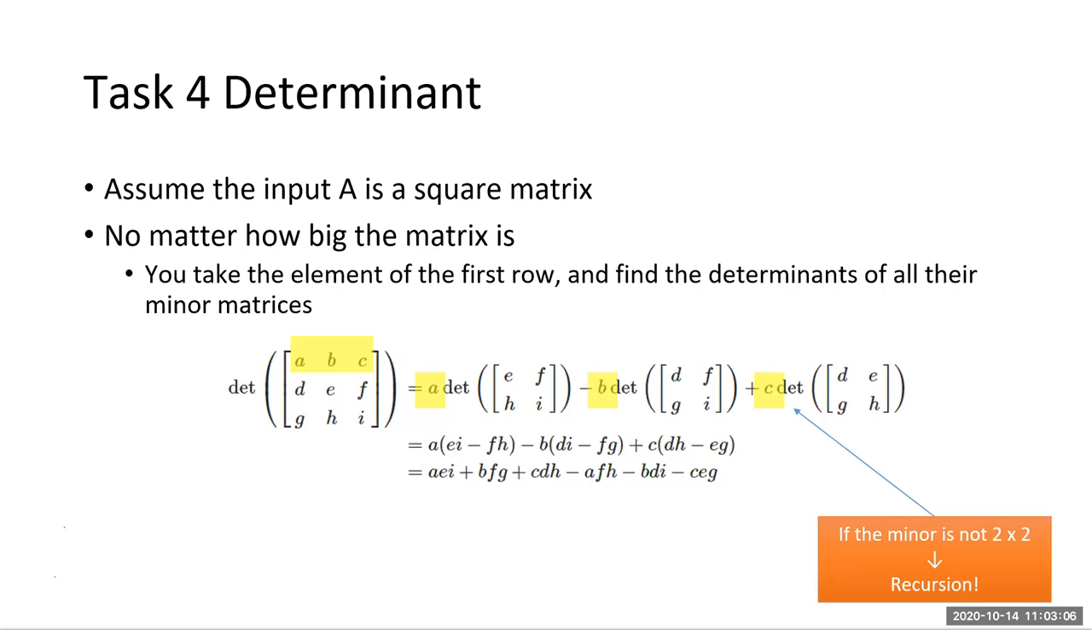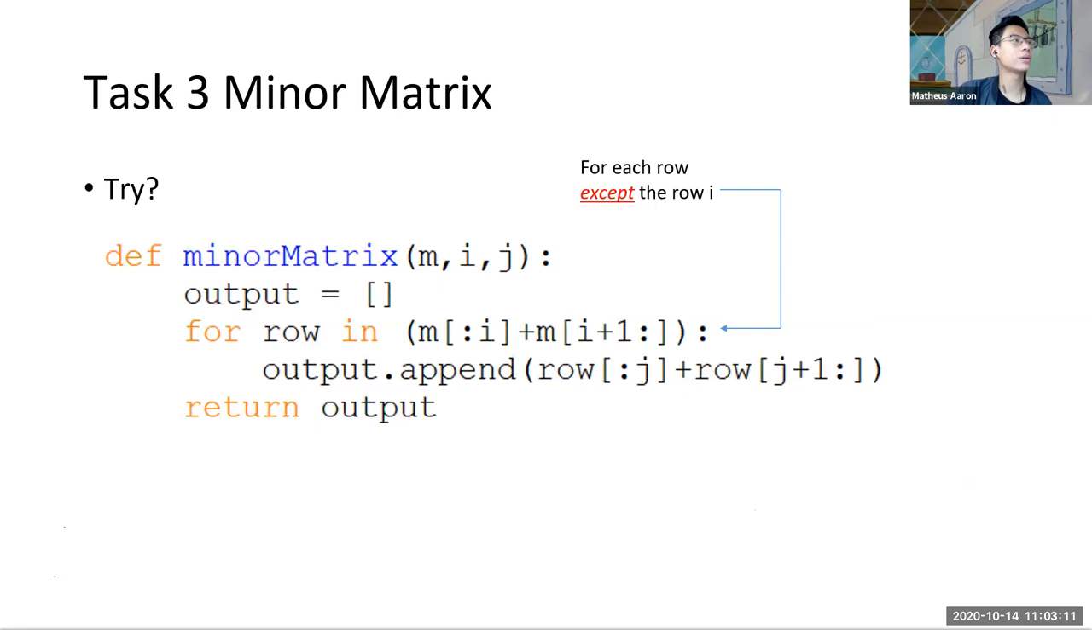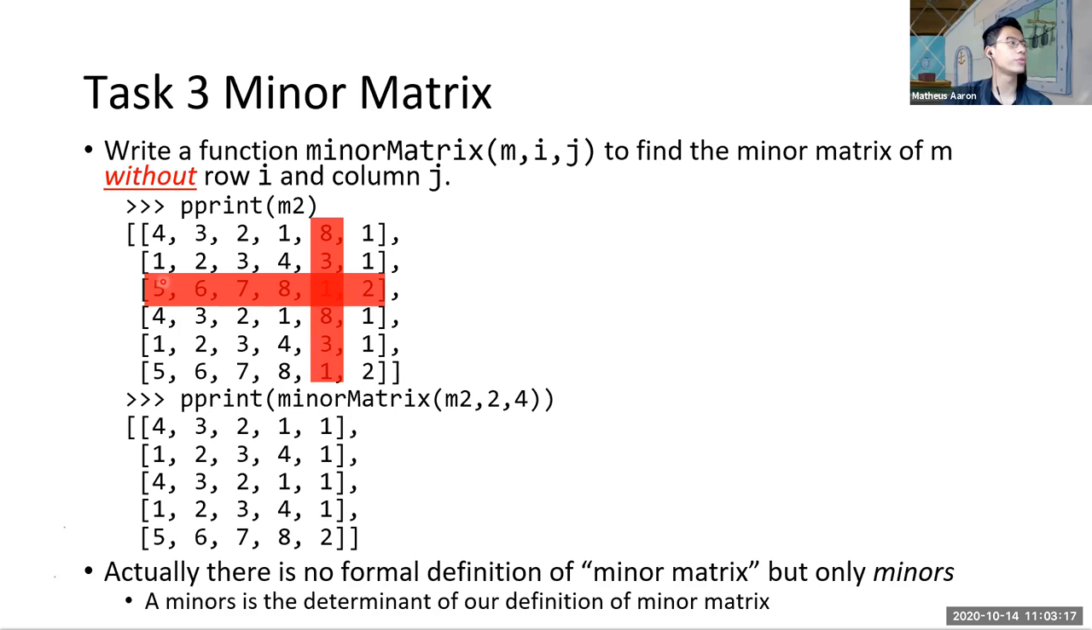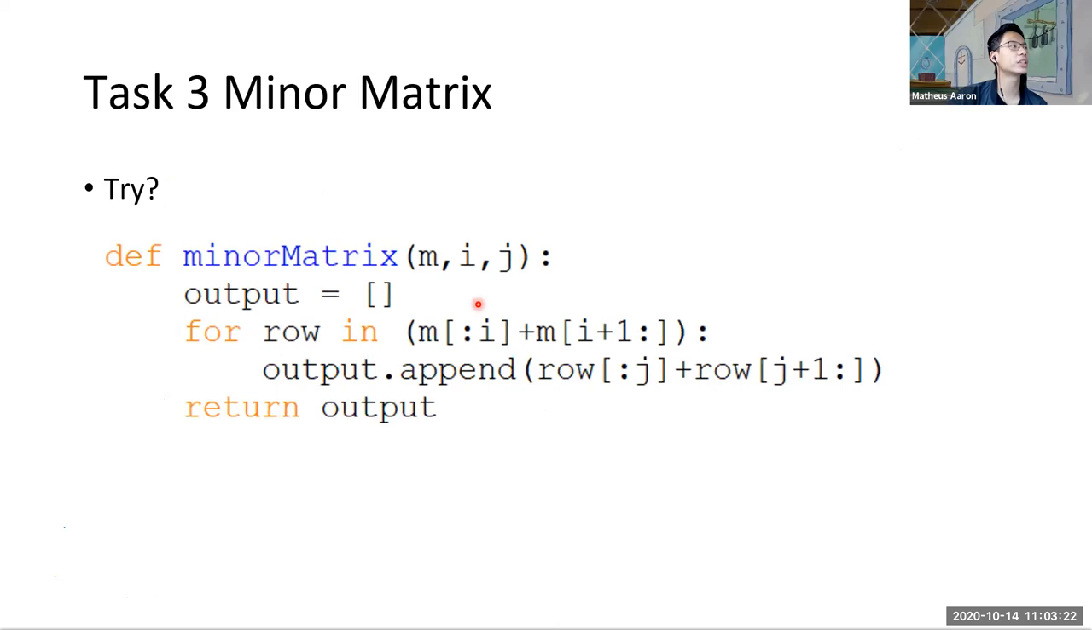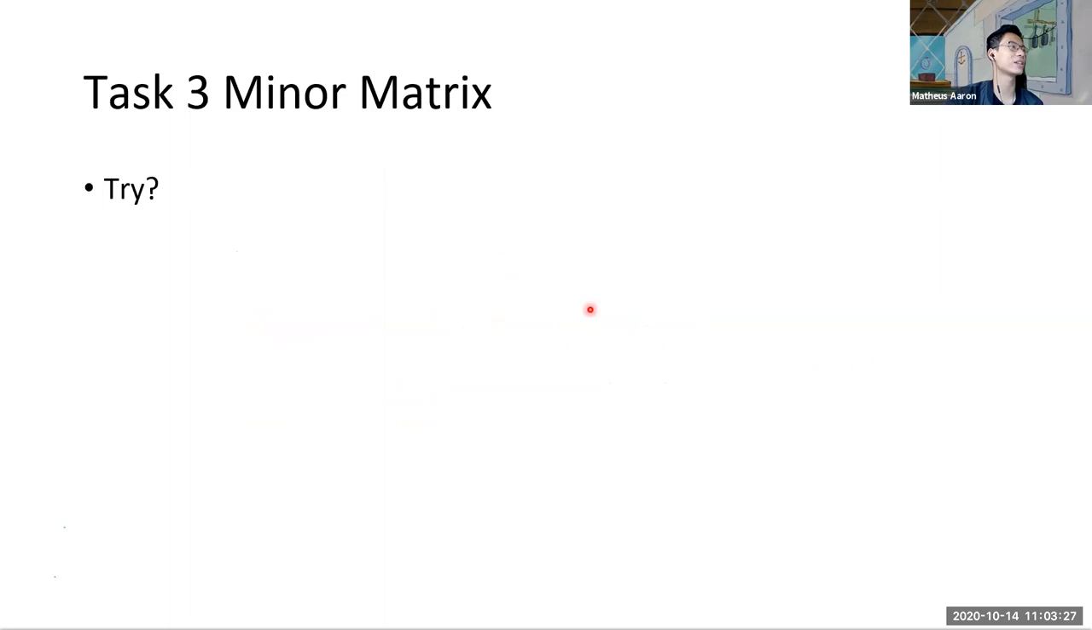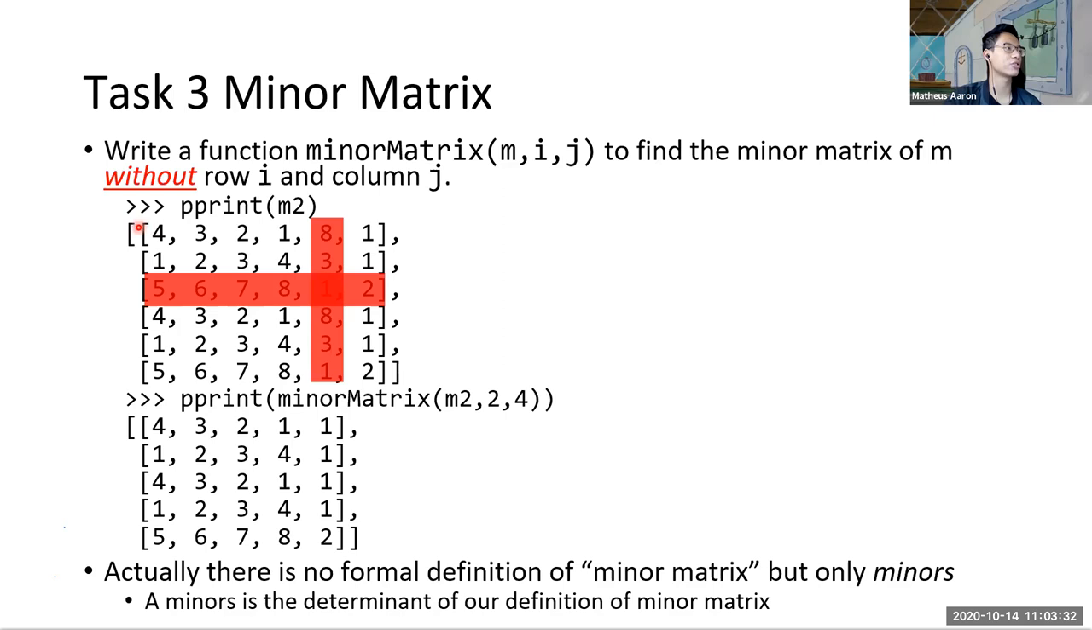Okay, minor matrix is actually pretty simple. Remember, our goal is to remove rows and columns from this particular matrix. So what happens here is that we first remove the row, because that's the easiest one, since the row is just outside. So we can create a list slicing that just takes in this part and combine them together. Now, after we have created that slice, say we have 4, 3, 2.